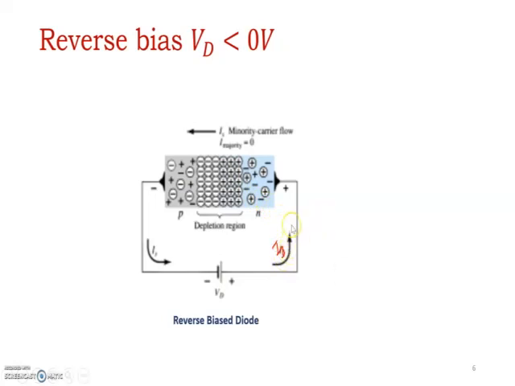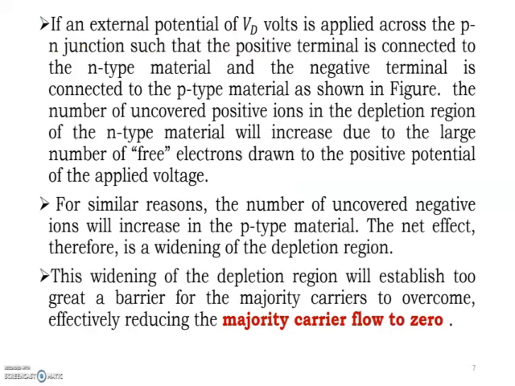Reverse saturation current flows from N to P, that is your cathode to anode. It is very small because minority carriers are very few, so the reverse current is also very small. So in reverse bias, only the reverse current flows and it is negligibly small.